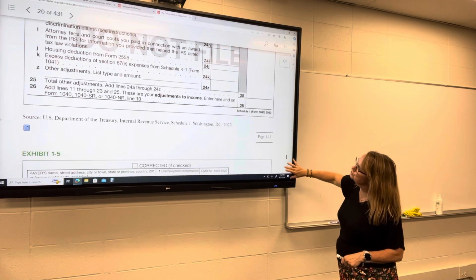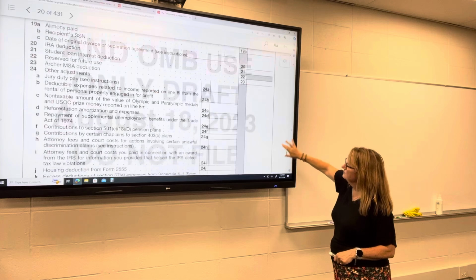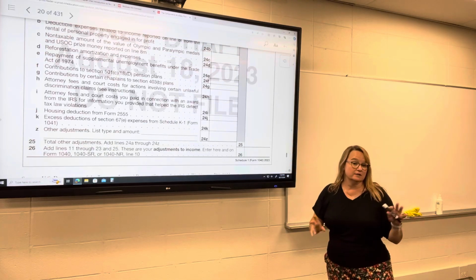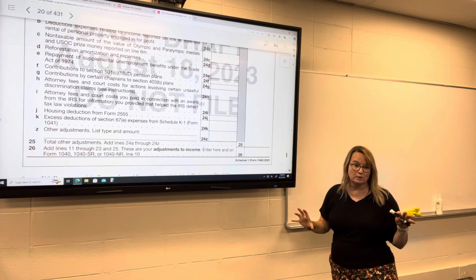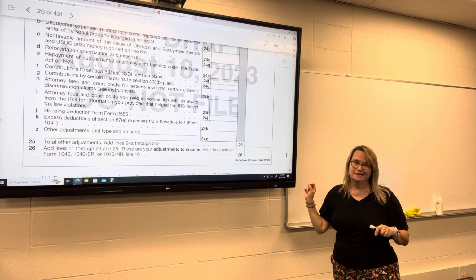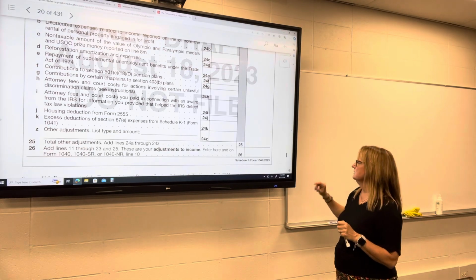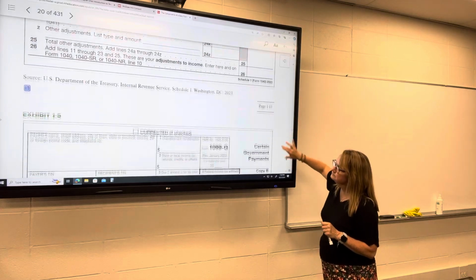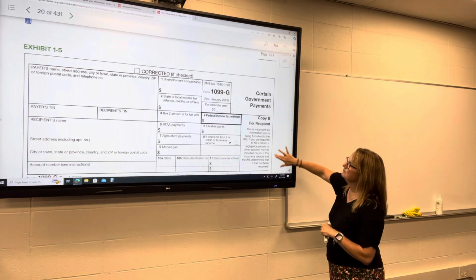That's part 2 of Schedule 1. You don't need that yet in Chapter 1 homework. You don't need any of the Schedule 1 stuff, but you will start to need it. I don't know if it's in Chapter 2 yet or not. Certainly by Chapter 3, you're going to be looking at the Schedule 1. Maybe it's Chapter 4. I don't know. I can't remember off the top of my head.